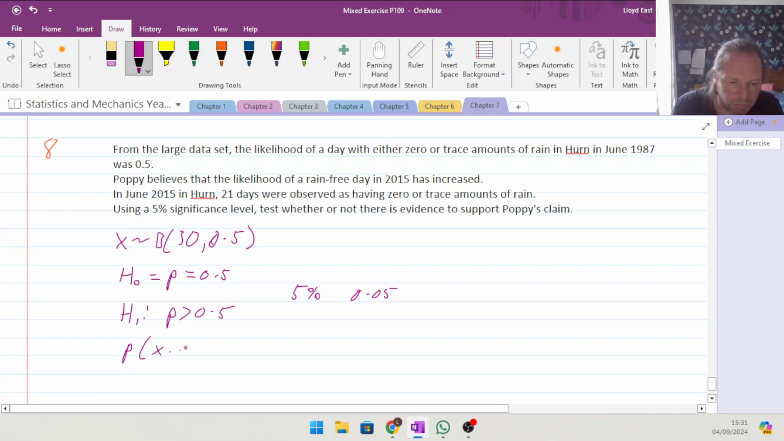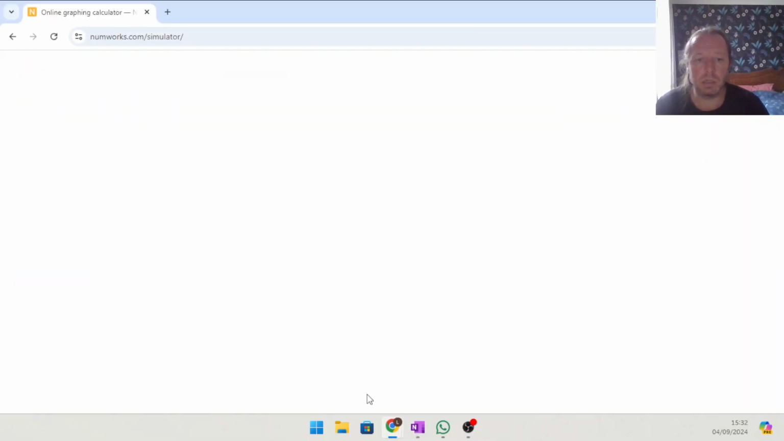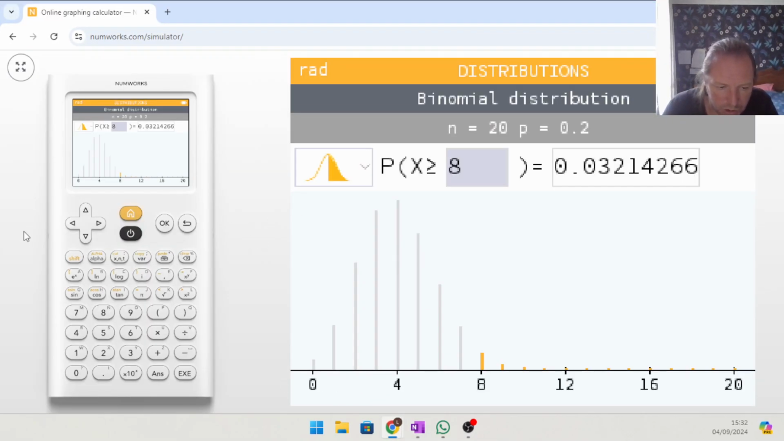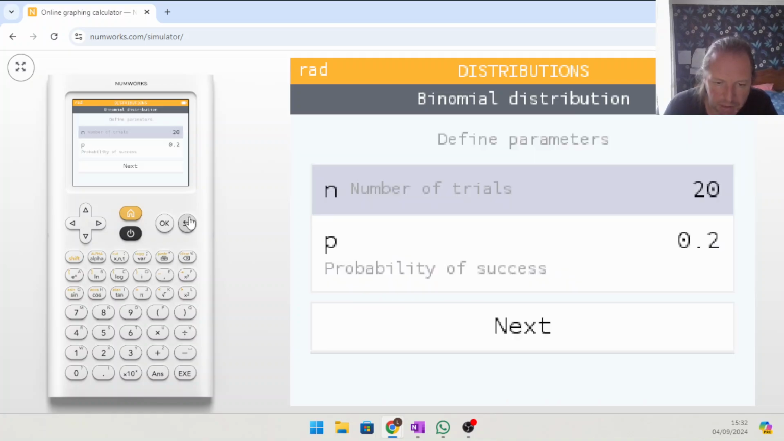Okay, so it's a one-tailed test, being greater than, so it's the other way around. So there, 21, which of course is 1 minus the probability of it being less than or equal to 20. Okay, and now if we bring up a calculator, just come back a little bit on this, because yes, we want a binomial.